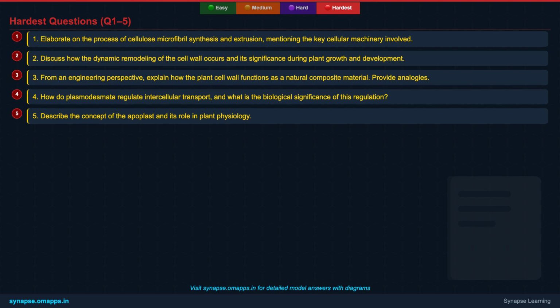From an engineering perspective, explain how the plant cell wall functions as a natural composite material. Provide analogies. How do plasmodesmata regulate intercellular transport, and what is the biological significance of this regulation? Describe the concept of the apoplast and its role in plant physiology.